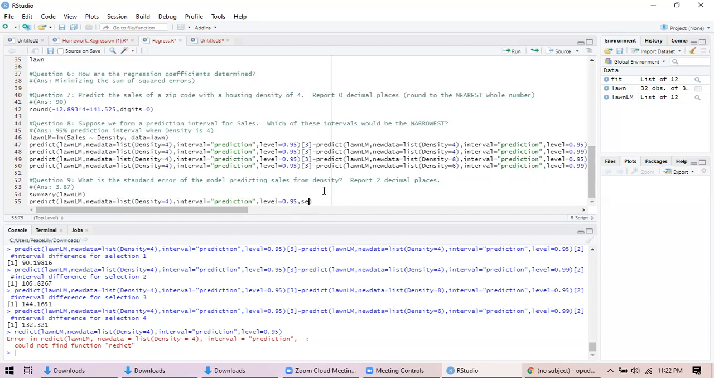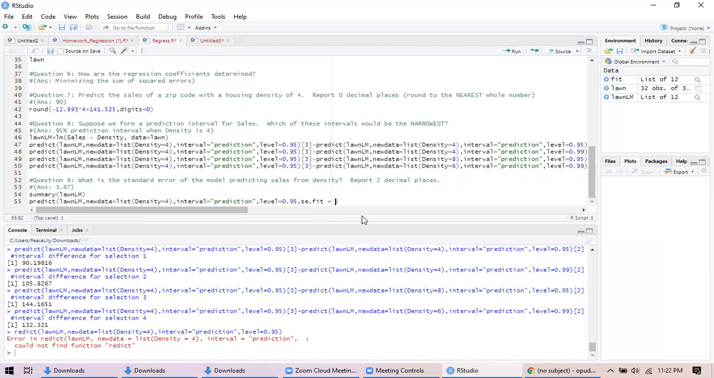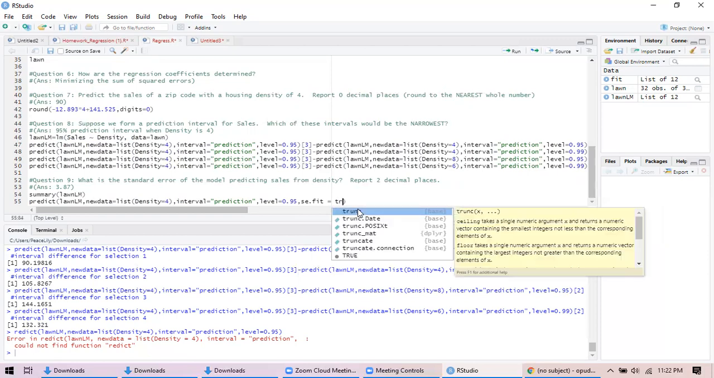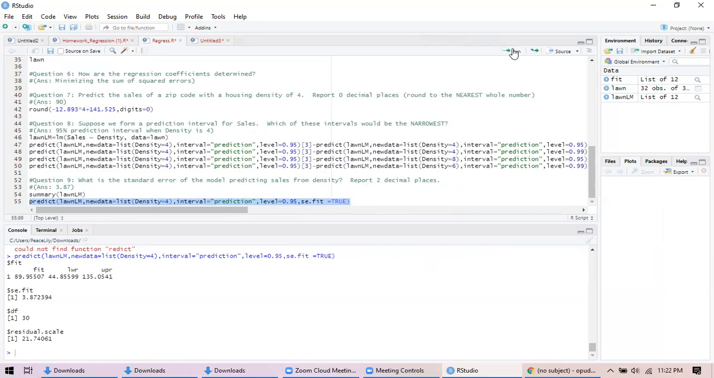Fit, F-I-T. Yeah, that one right there. Equals TRUE, with all capital letters. Yeah. And here you go, se.fit. Here it comes. That's the number.